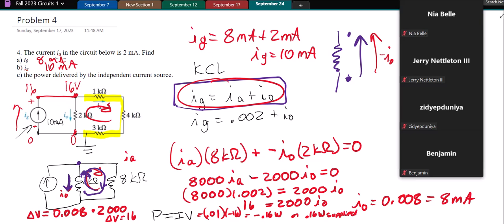And it should be supplied because current sources supply power. Voltage sources can use power, or they can supply power. So they can use power because, like, they're absorbing, they're charging. But current sources should be supplying power. I don't want to say that 100% because current sources aren't really real. They're approximations for other things.